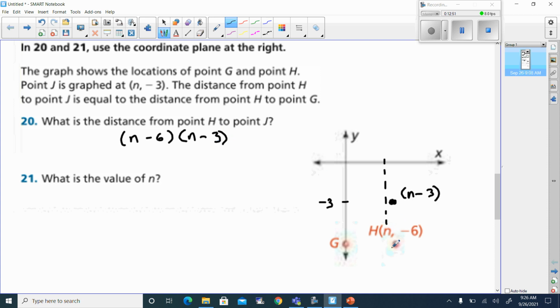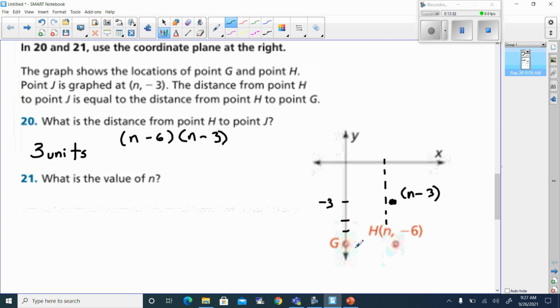All right, so what's the distance from H to J? Well, we know that there's going to be 1, 2, 3 spaces. So 3 units. The distance from point H to point J is equal to the distance from point H to point G, H to G. Okay?